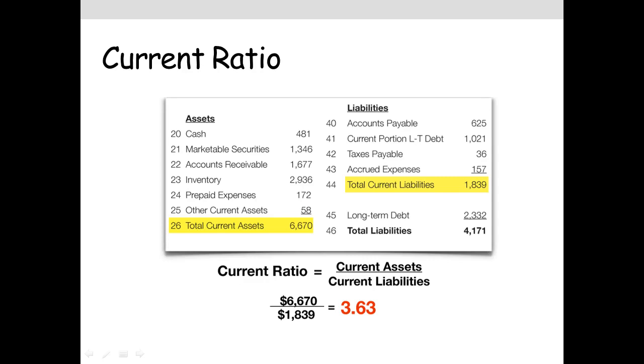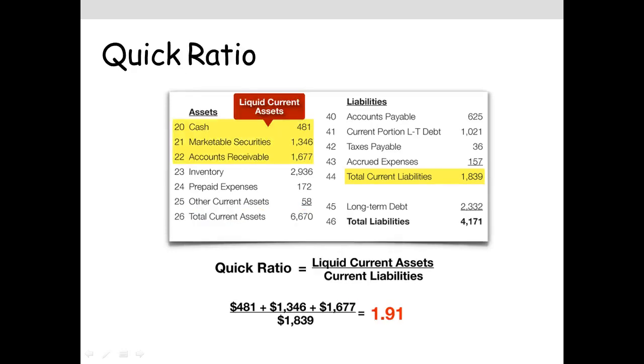Which is equal to 3.63. In accounting textbooks, they will tell you that a current ratio should be 2 or higher, as an indicator that a company has sufficient liquidity. Here we got 3.63, which is higher than 2. So this is one key measure of our liquidity, and this company has sufficient liquidity.